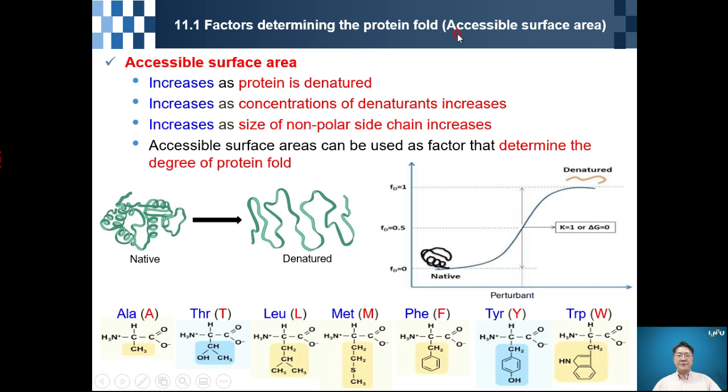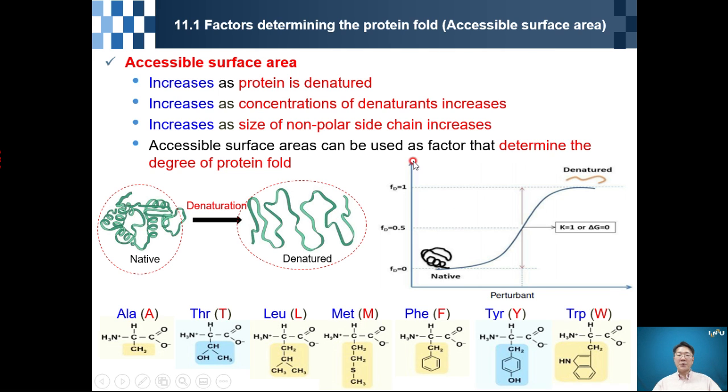We call it accessible surface area. The accessible surface area increases as the protein is denatured. This is a native protein, which is stabilized by covalent bonding and non-covalent bonding. When denaturation happens, the denaturant disrupts non-covalent bonding. So this is the denatured protein. If you see here, the accessible area is increased as the protein is denatured.